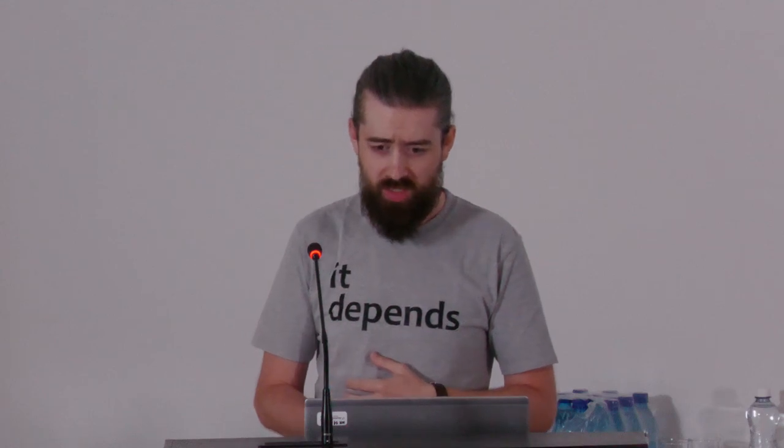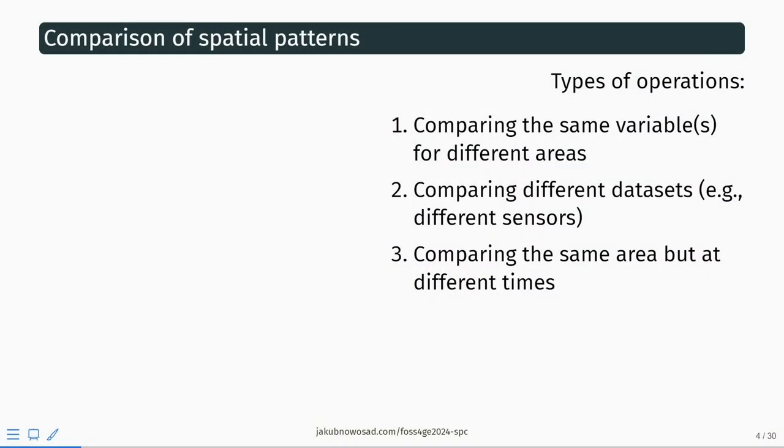And another, maybe a little bit different idea is the assessment of spatial models. So we have our outcome variable, we have our predictors, and we want to maybe assess our model, we want to compare them, and so on. And because of this topology, we also can think of different operations. So we can think about comparing the same variables, but for different areas. We can compare different data sets or different sensors, different variables, or we can just see the same area but at different times.